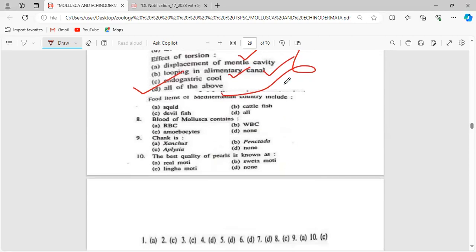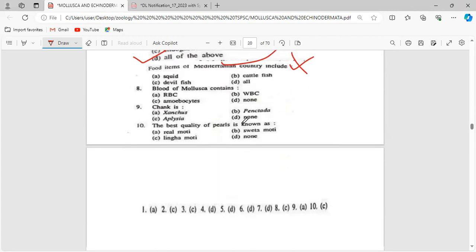Right? Very good. Now, food items of Mediterranean country include. This is immaterial. Don't bother about that.